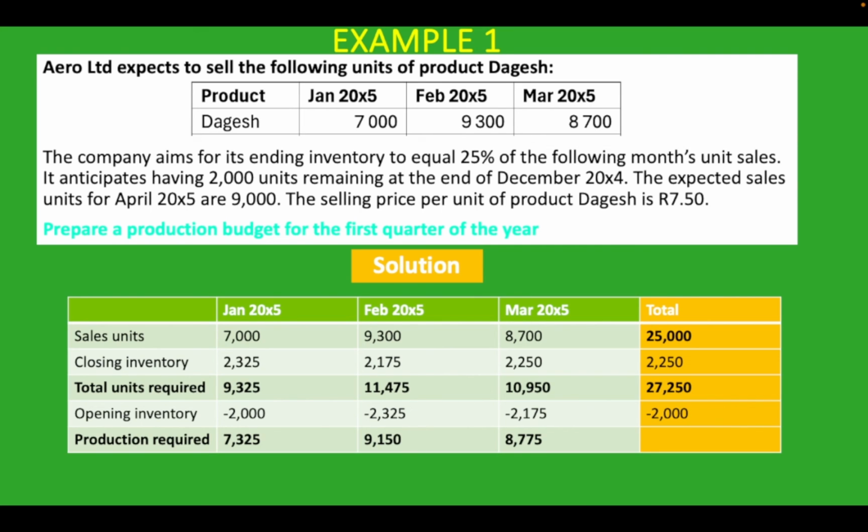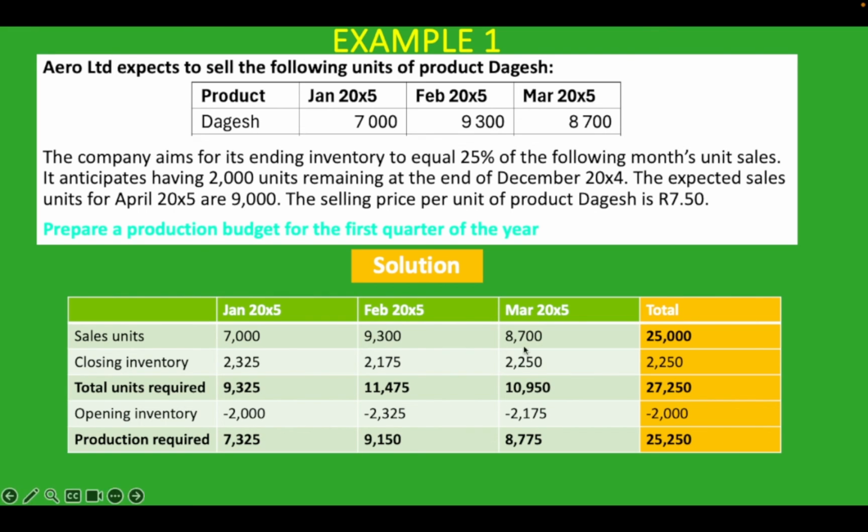So how many units do we need to produce all together? Well, we can take the 27,250 units that are required minus the 2,000 units at opening balance, and that will give us 25,250 units. Now this is where you can also add the production required for the 3 months, and it should equal 25,250. If it doesn't, you've made a mistake somewhere. So you need to ensure that everything tallies up, and that will mean that you have done everything correctly.